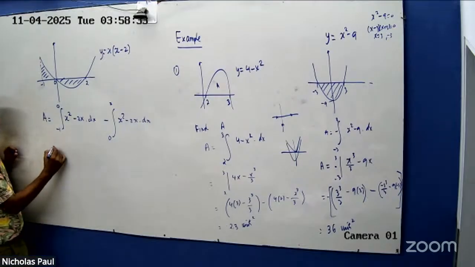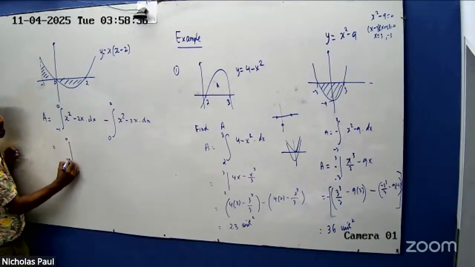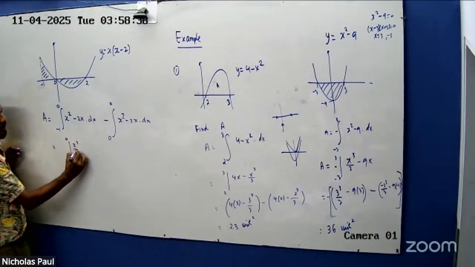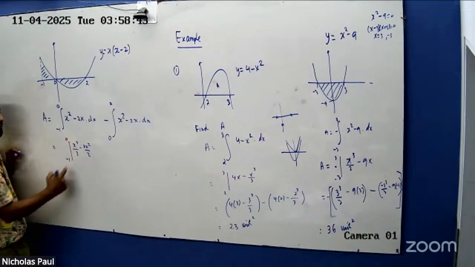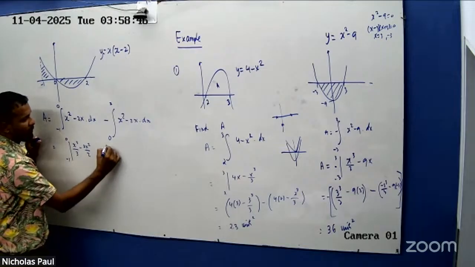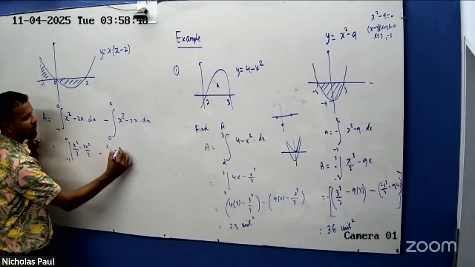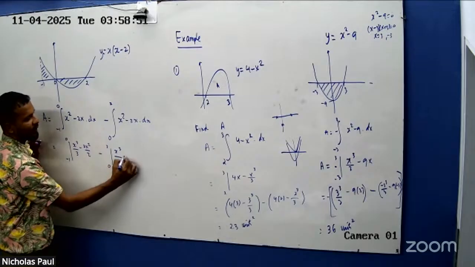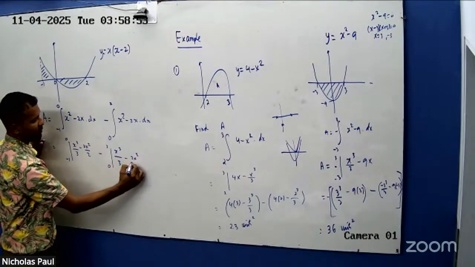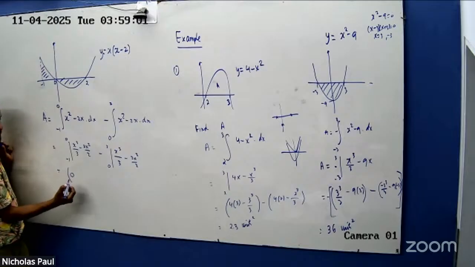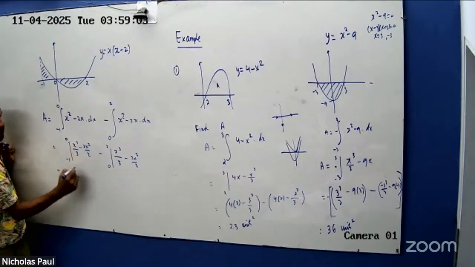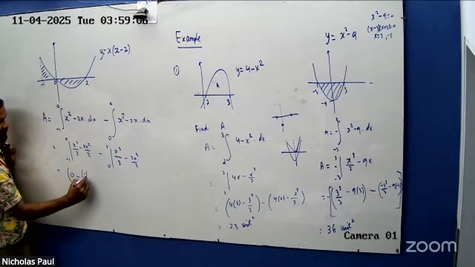How much did you all get? Between 0 and -1, you got x cubed on 3 minus 2x squared on 2. Between 2 and 0, x squared on 3. If I plug in 0 here, I know I'm going to get 0, so I'm not bothering with that. When I plug in -1 in here, I'll get -1/3.